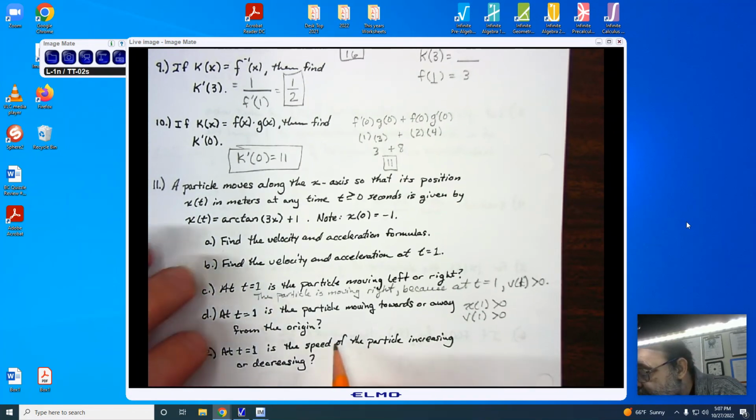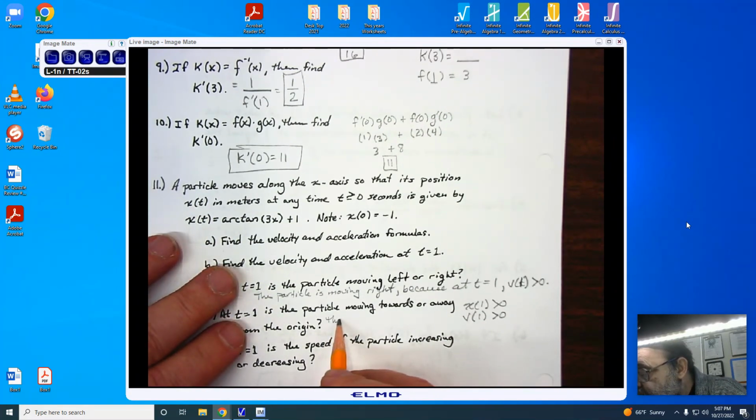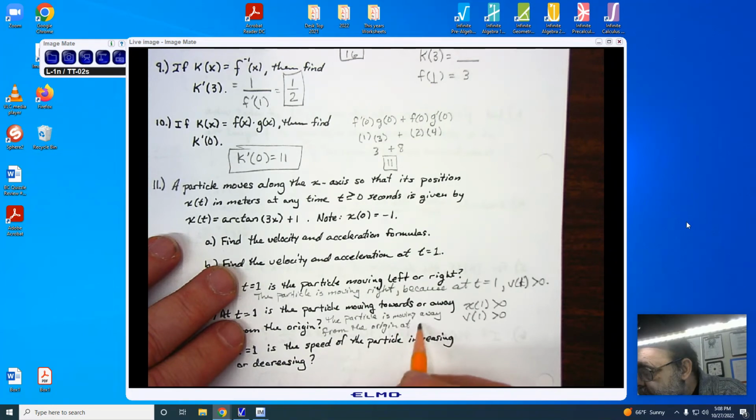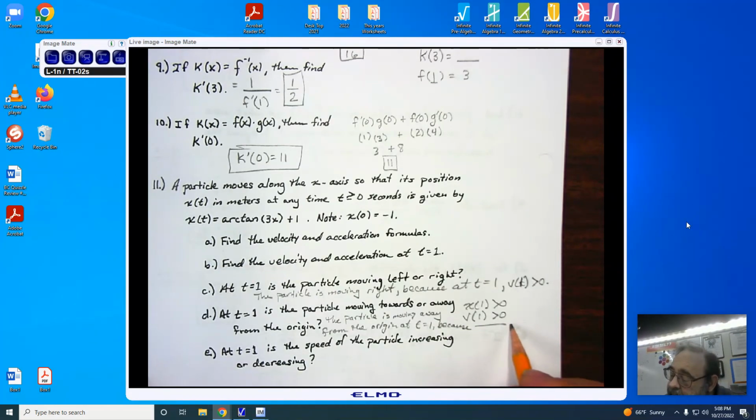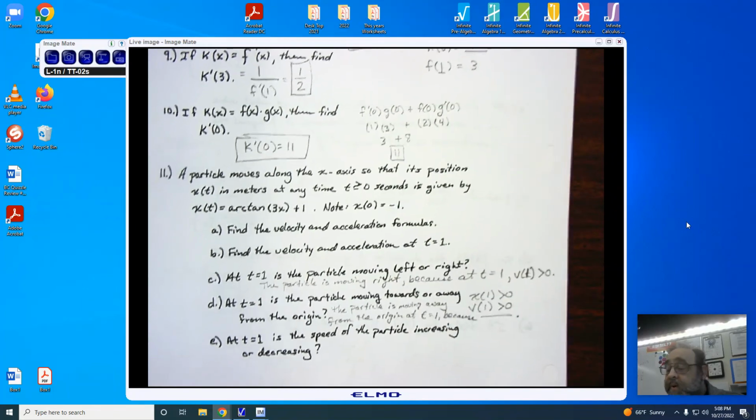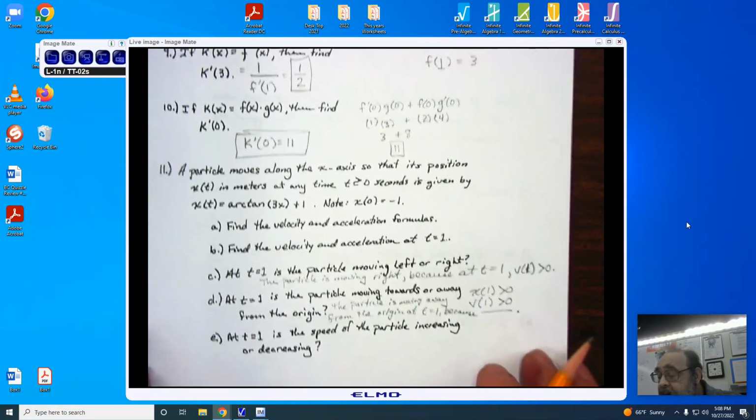And I would want to write that down. The particle is moving away from the origin at t equals 1 because, and this is a perfectly reasonable thing, x of 1 is greater than 0 and v of 1 is greater than 0. This brings us to our last question involving speed.